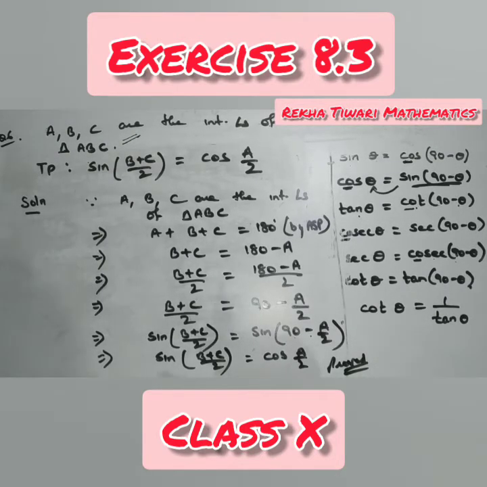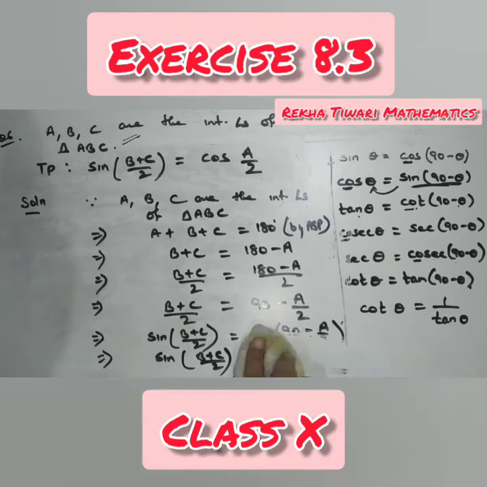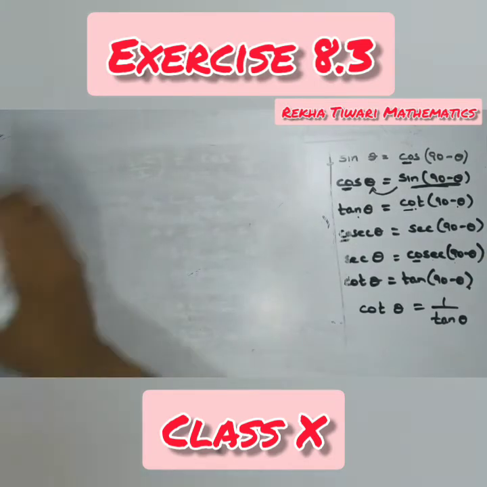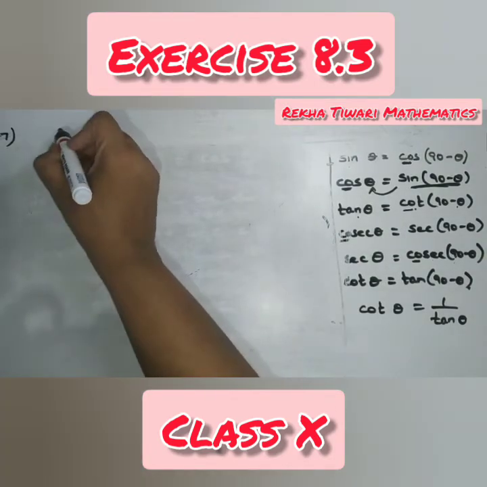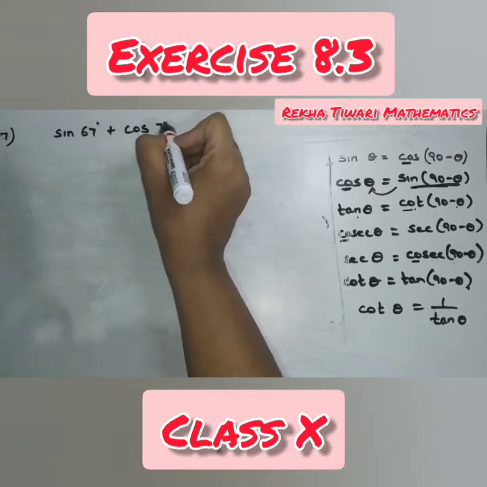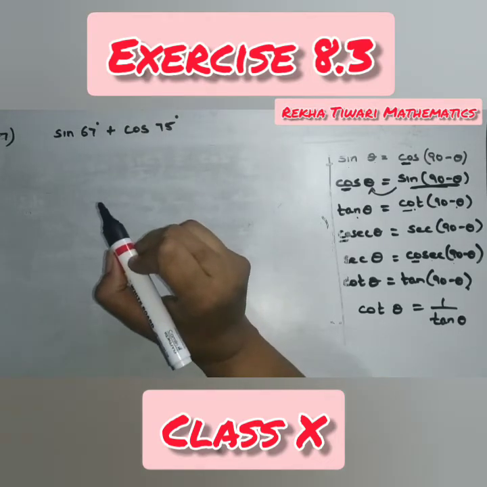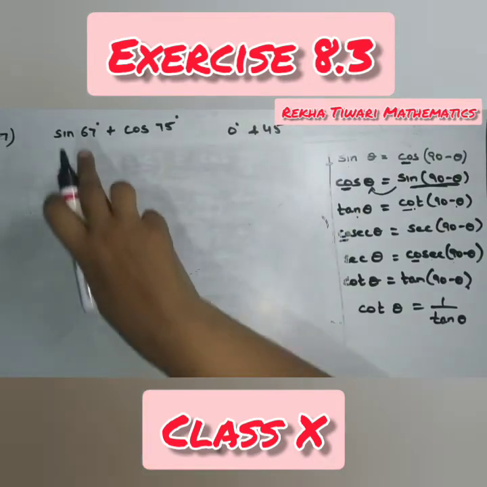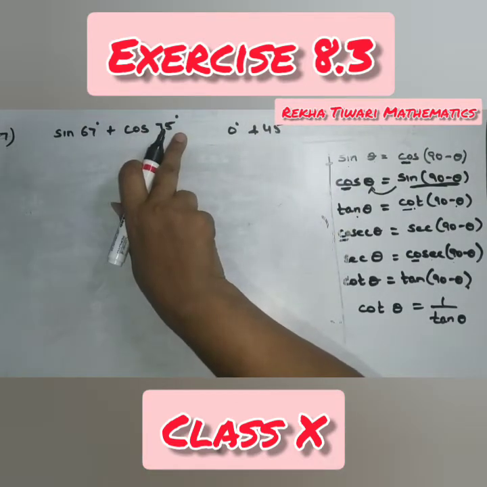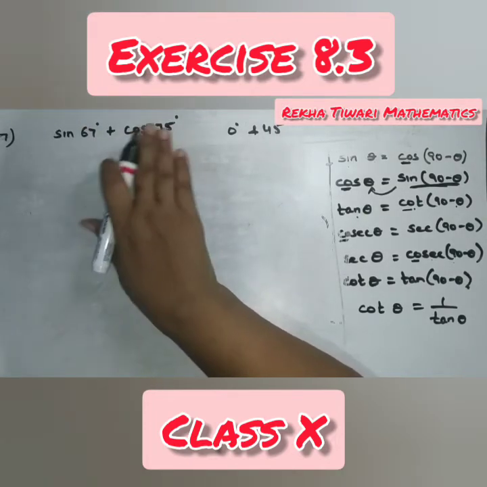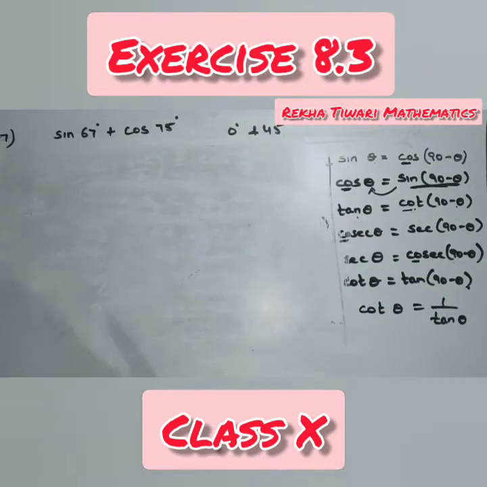Clear? Okay. Now the last question. Last question of the exercise. 7. Express sine 67 degree plus cos 75 degree in terms of t ratios of angles between 0 degree and 45 degree. See, both the angles are more than 45 degree. You have to change this in such a way that the angle is less than or equal to 45 degree. It should not be more than 45 degree.